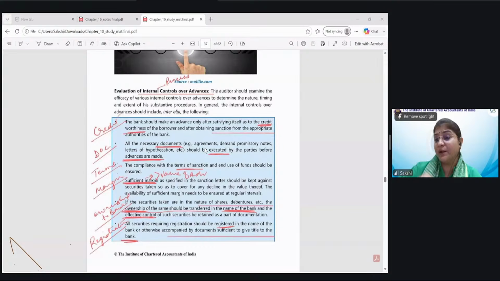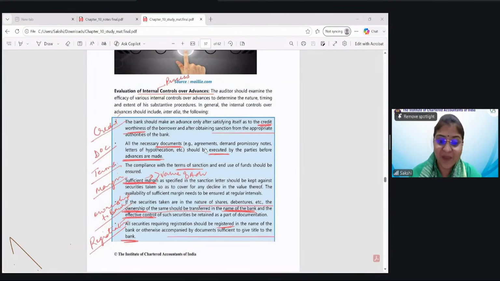Next, you have to see the ownership to the bank. Has the ownership been transferred to the bank? If the securities taken are in the nature of shares, debentures, etc., the ownership of the same should be transferred in the name of the bank, and effective control over such securities to be retained as part of documentation. What controls will you see? That the value of security, is it fine or has it fallen? Suppose you have taken loans against some shares and the share market crashed down. So what will happen? The value of securities will fall down. So that is what you have to see as control.